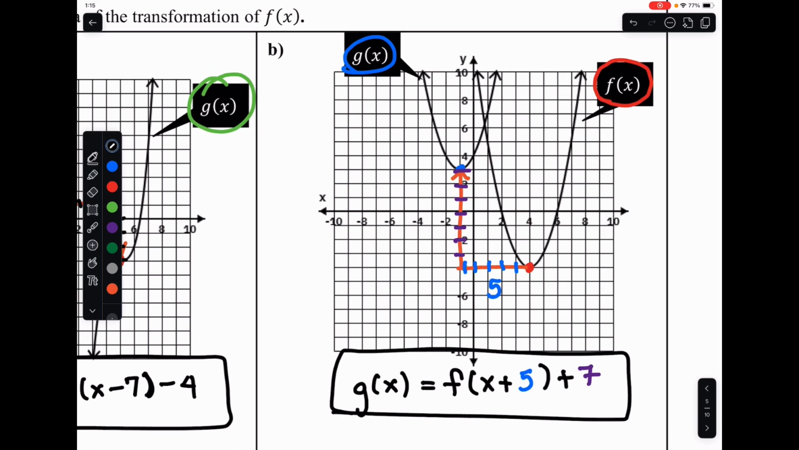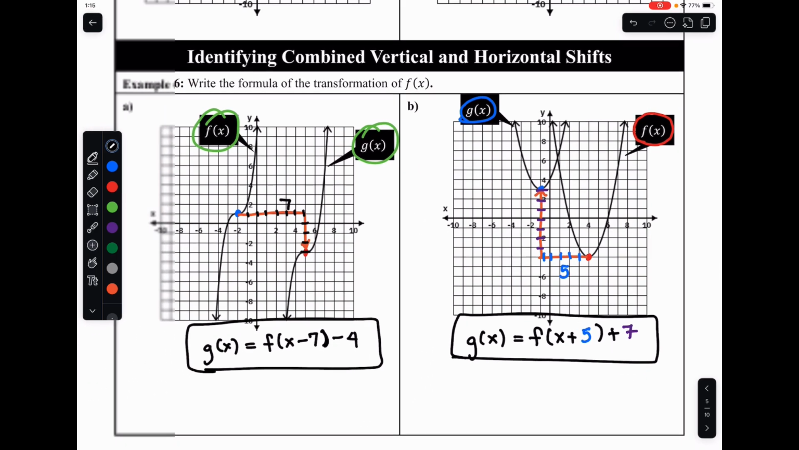Okay, well, that concludes the first part to 3.5, the transformations of functions. On the next video, we'll talk about reflections and dilations.